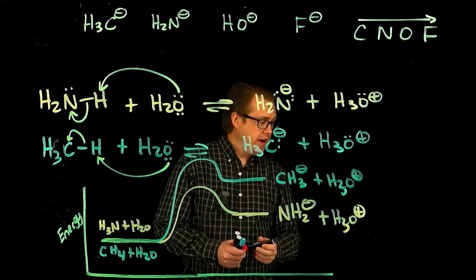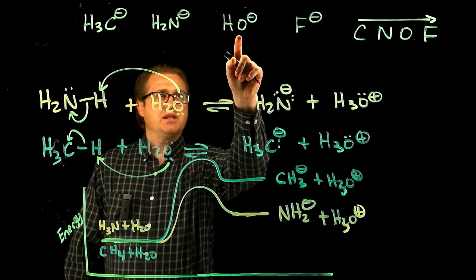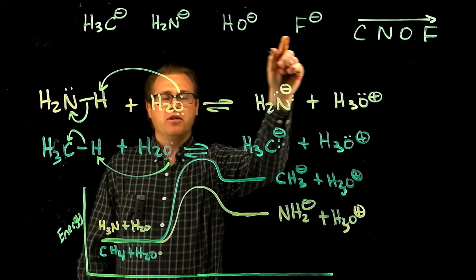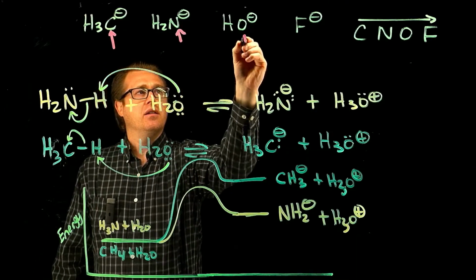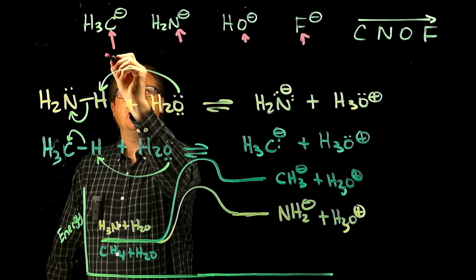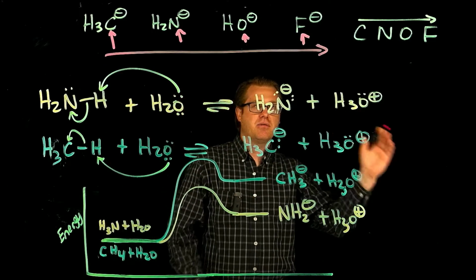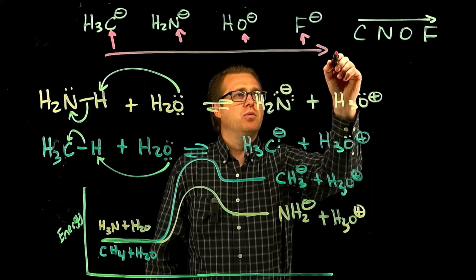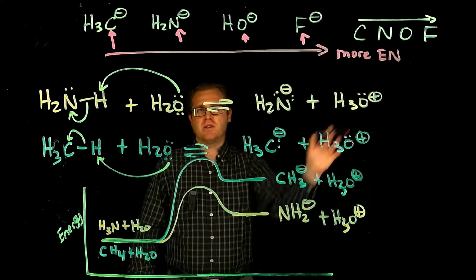And so what we have going on here is that when you look at the conjugate bases from the four acids that we're looking at, the atoms here, the electronegativity increases as we go from left to right. So this is more electronegative as we go towards the fluorine.